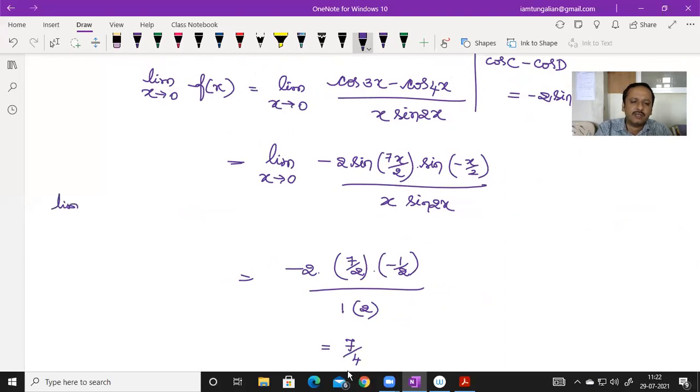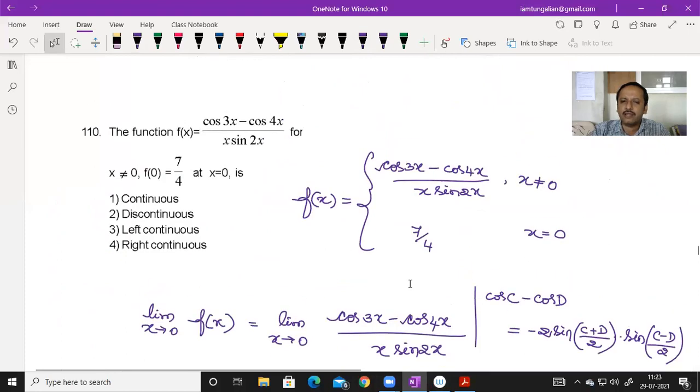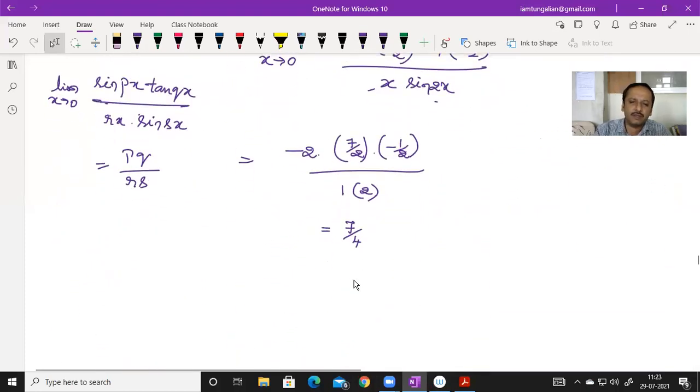Say, limit x tends to 0, sine px into sine qx divided by rx into sine sx, that can be written as pq divided by rs in this way. So this minus 2 is as it is. Here 7 by 2 is the coefficient, here minus 1 by 2, here 1, here 2. That shortcut I've explained to you. So from there I got 7 by 4 here, and f of 0 is also 7 by 4. That's equal to f of 0.